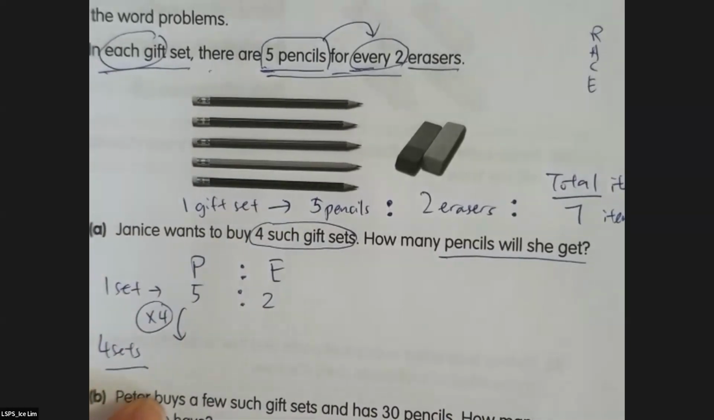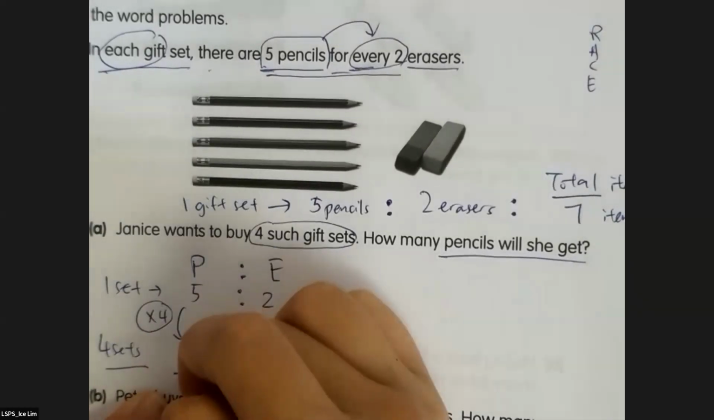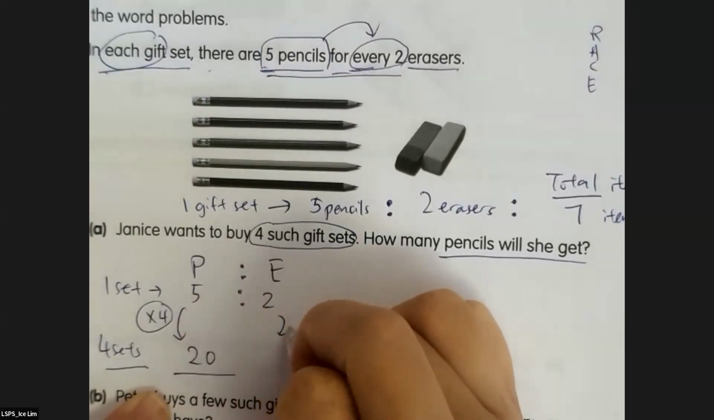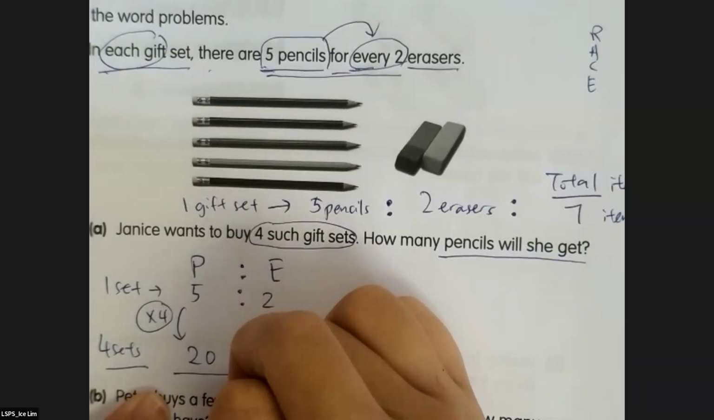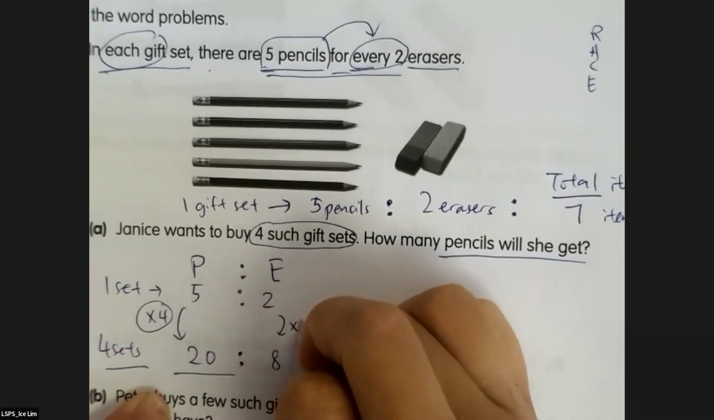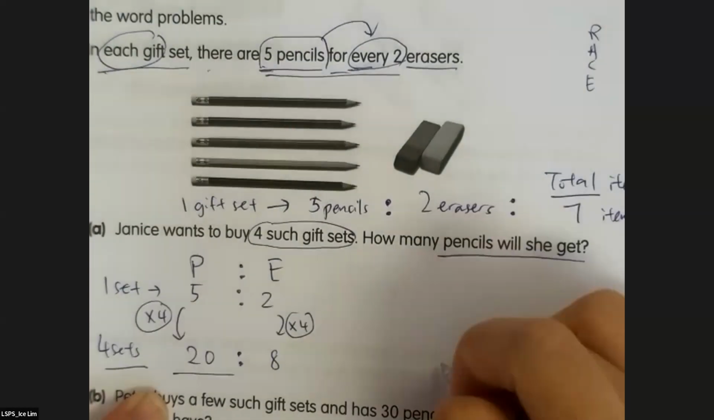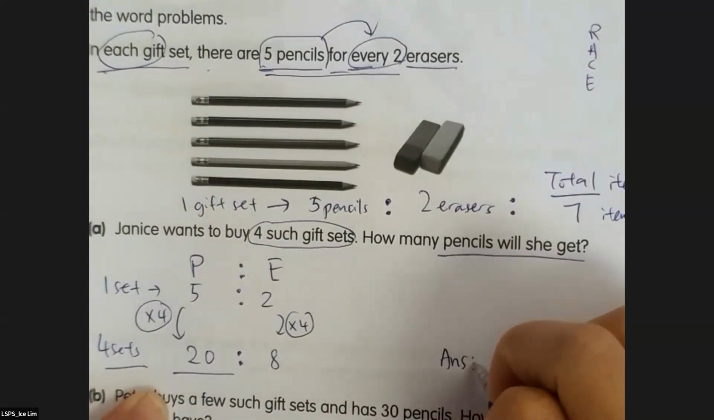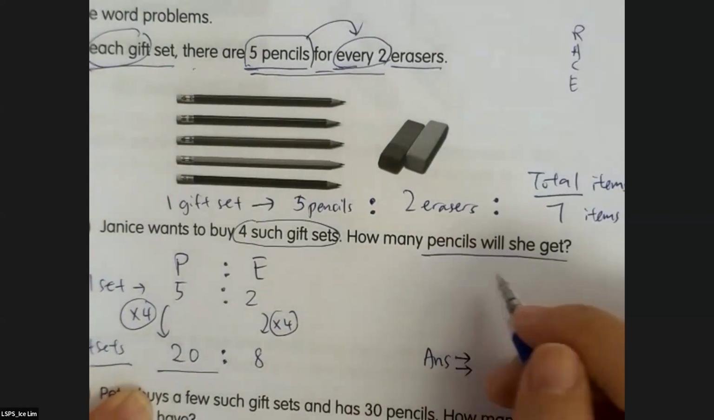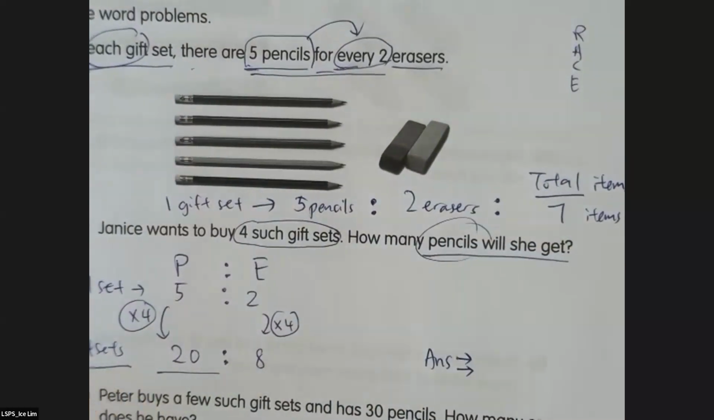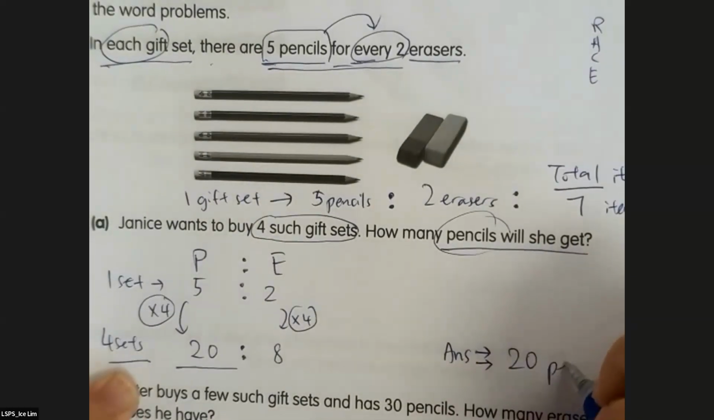Is it easy? Difficult? Easy, right? So what's the answer? 20 over 8. Okay, 2, 8. Over is fraction. But good, because same idea as fraction. Okay, so what's the answer? No. What's the question asking for? Is it asking for ratio? No, answer is 20 pencils.